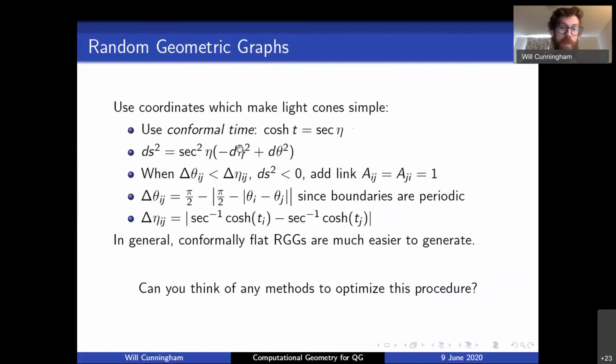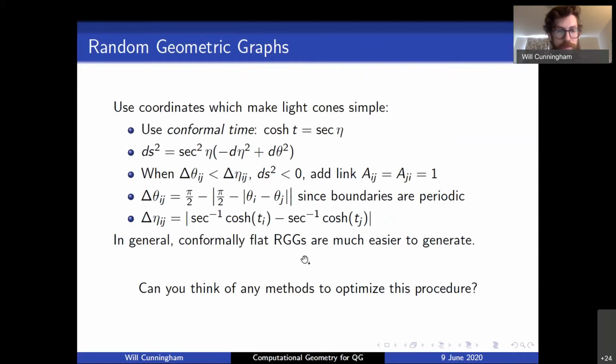This is nice because it means that sprinkling is also much easier. So we say that if the difference in the angle for a pair of points is less than the difference in conformal time for the pair of points, then we link them. It's as straightforward as that. Because of periodic boundary conditions, this is the expression that we end up with for the two theta coordinates. And then for the time coordinates, we're just going to end up using this expression here. If you had sampled using conformal time to begin with, then this would just be a simple absolute value of the difference.